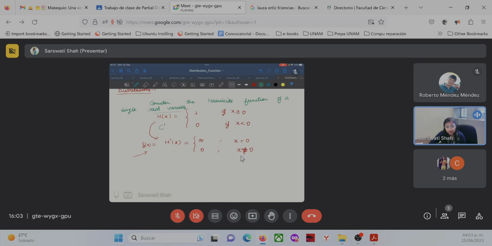Is it differentiable? Not at every point, right? Exactly. So this function is not C1. So its total derivative is not possible. However, we can derive its weak derivative.